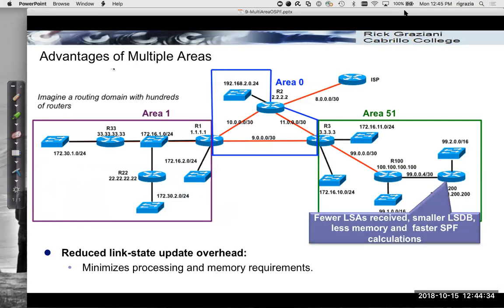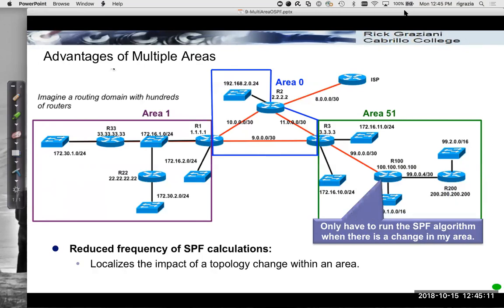Also, reduced link state update overhead. Having fewer LSAs means a smaller link state database, less memory, and faster SPF calculations. And we're going to see that we're going to have different types of LSAs. I'm going to go into this in a lot more detail in a later video, when I talk about OSPF link state advertisements and how they relate to different areas. And you're going to see the advantages of this coming up shortly. And one of the big advantages of doing this is reducing the frequency of the SPF calculations.